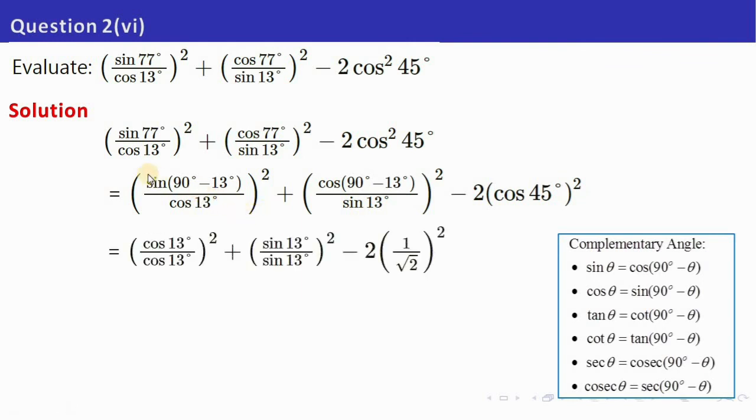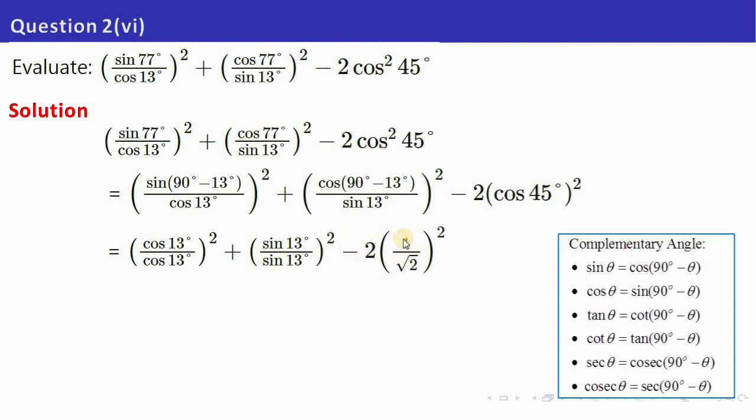So sin 90 minus theta is cos theta, and theta here is 13 degrees. So that's why it is cos 13 degrees here. Now cos 90 minus theta will be sin theta, and theta is 13 degrees. So that's why it is sin 13 degrees. Minus 2, and cos 45 is 1 by root 2 whole square, right? So cos 13 by cos 13 is 1, so 1 square will be 1. This will also be 1, so 1 square will again be 1.